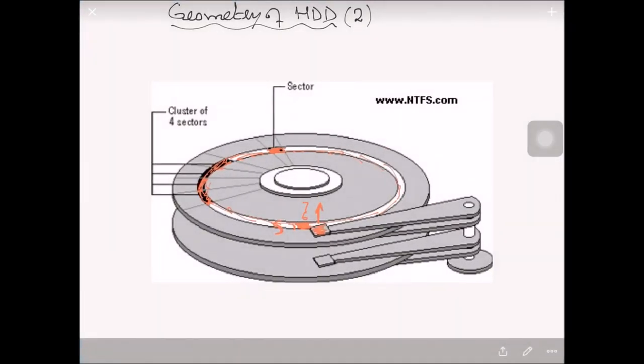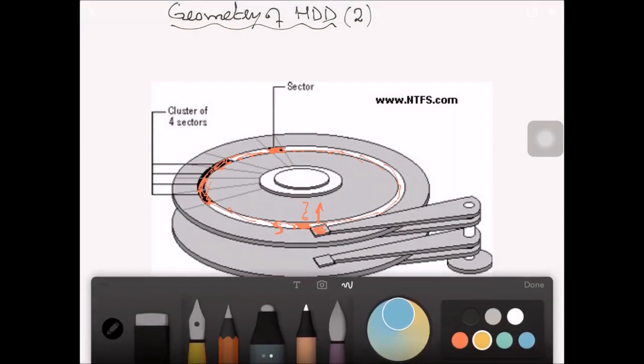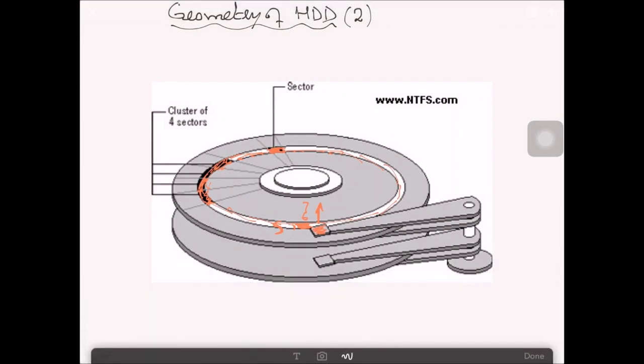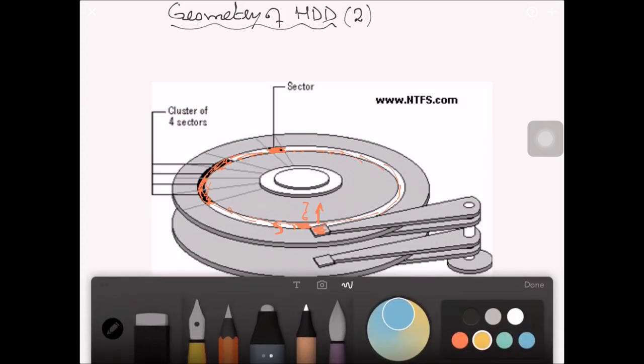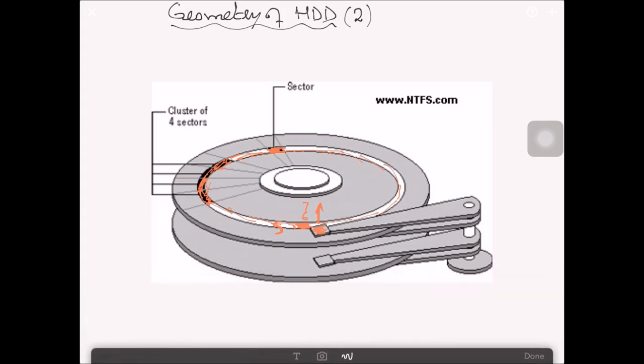So if you have understood the track, what I mean to say is, as the heads move to and fro, the track changes. And this is what is known as the seek time. Seek time is the time taken by the read-write head to reach a specific track. In today's mechanical disk, the seek time normally ranges from 5 milliseconds to 12 milliseconds.